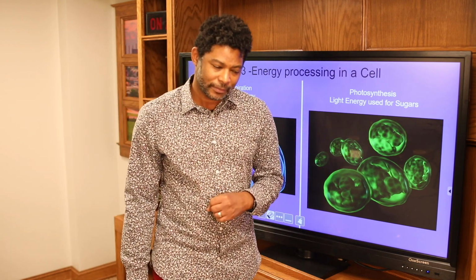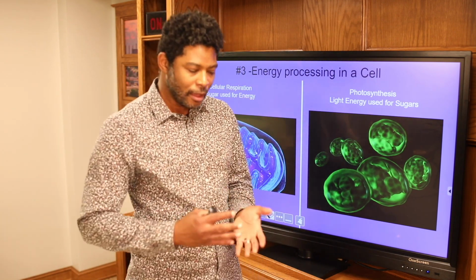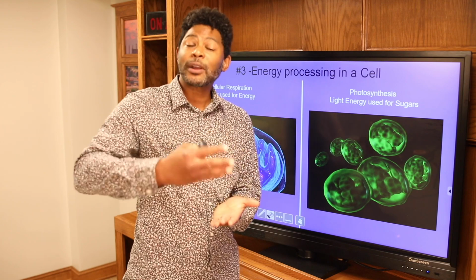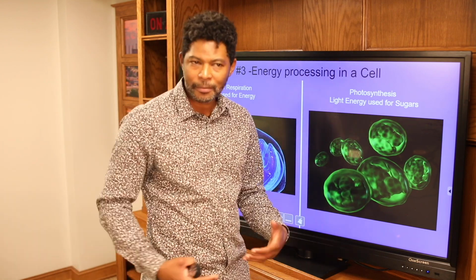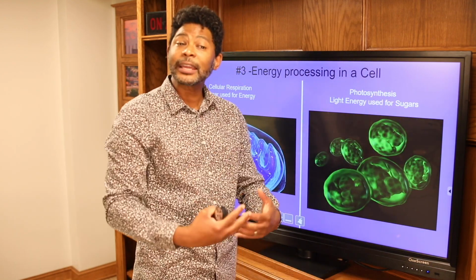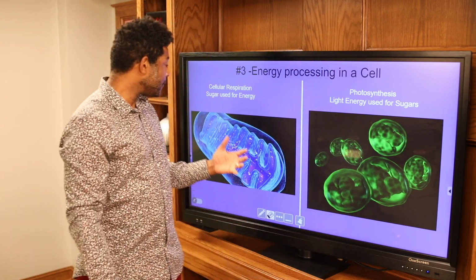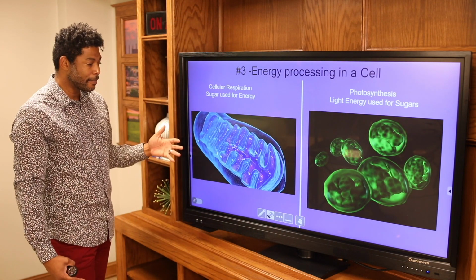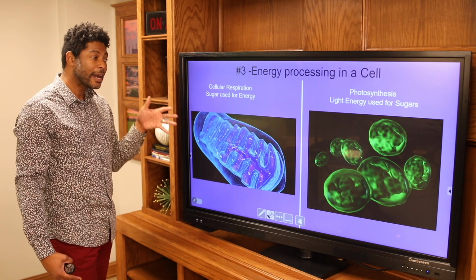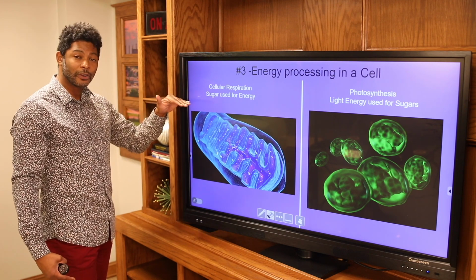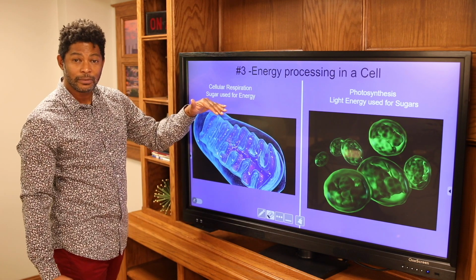Energy production. Now, here's the thing. All living things have to process energy. And where do they get the energy from? Outside of the cell, or its surroundings. Now, if you look at the mitochondria, the mitochondria actually takes sugar and breaks it up, giving you energy.